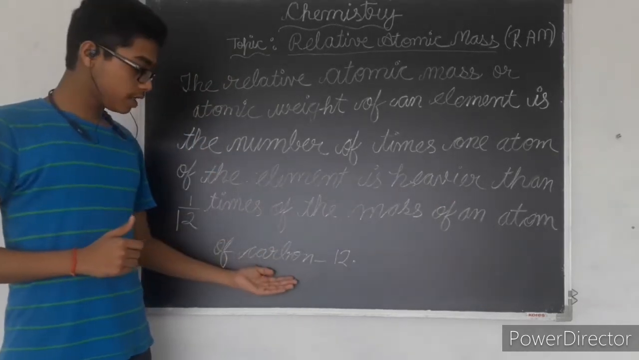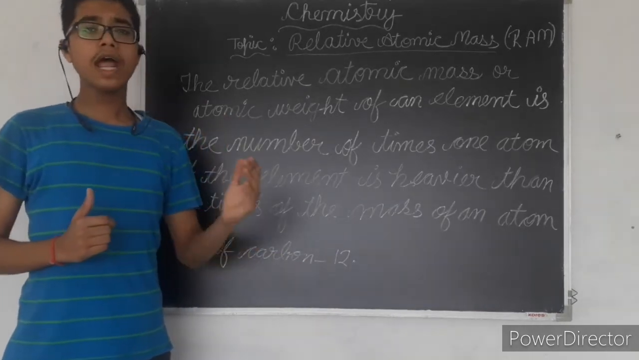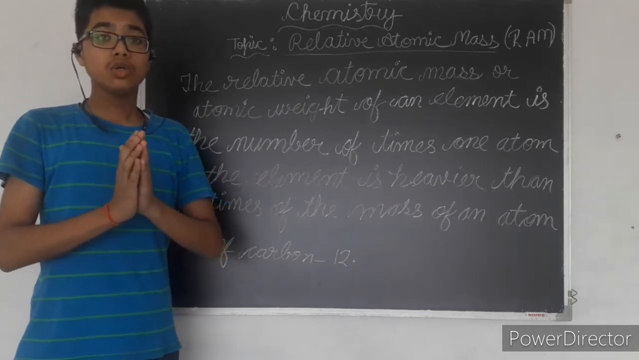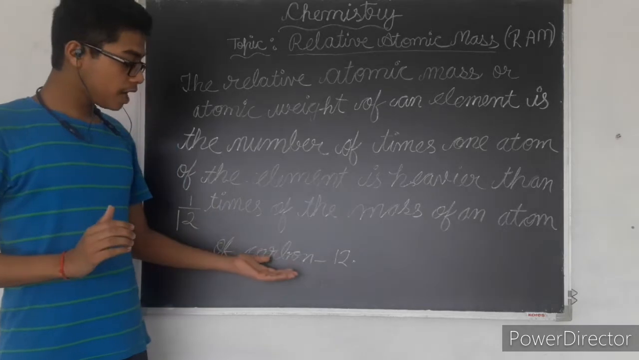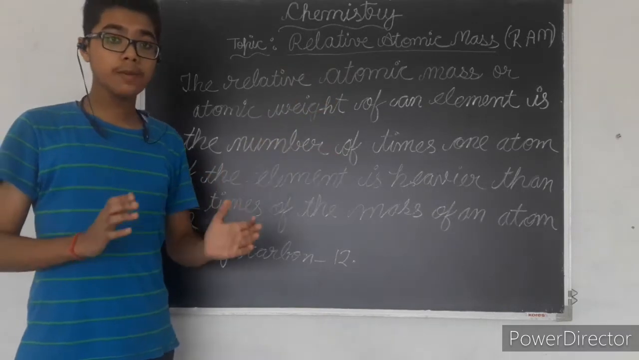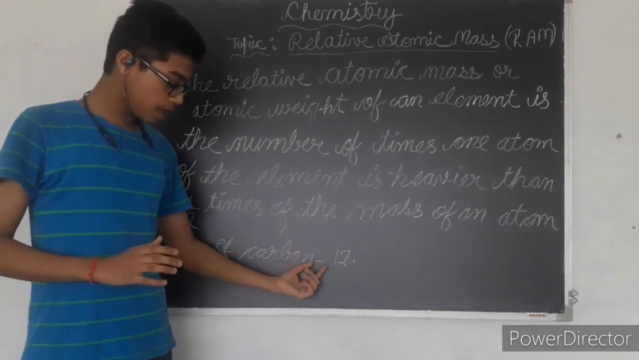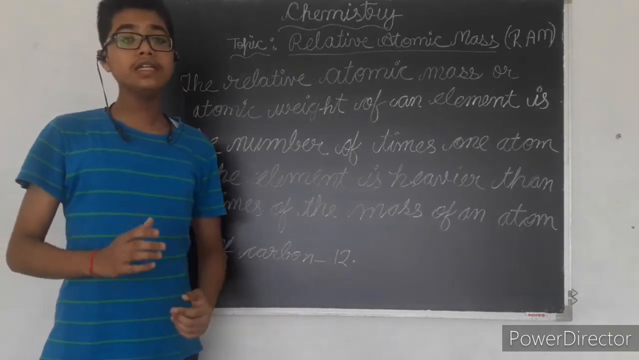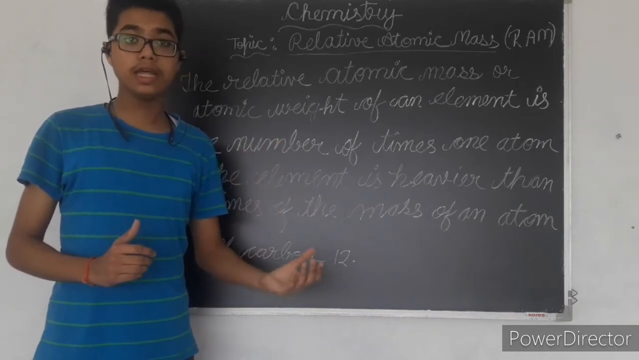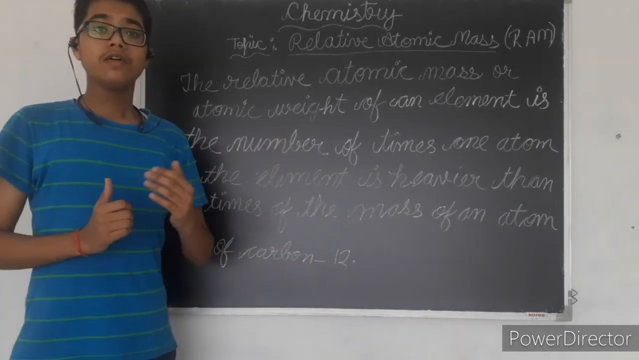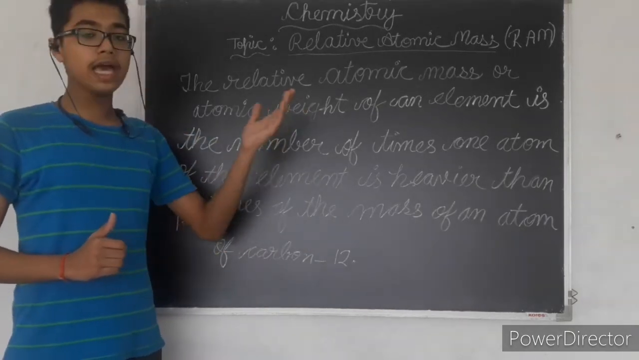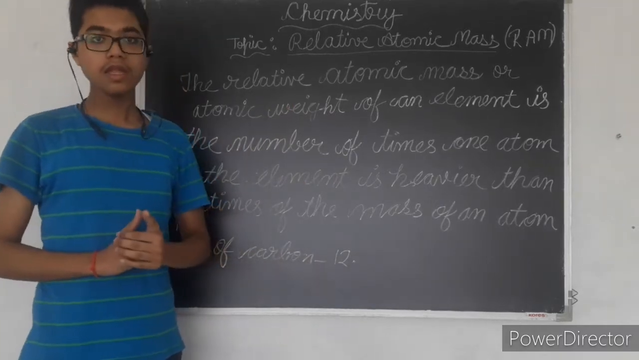Friends, here we are seeing a new word, carbon-12. Before 1961, we took hydrogen to compare. We are comparing relative atomic mass. We are taking out the relative atomic mass of any element with the comparison of carbon-12 atom. So before 1961, we used hydrogen. We compared any element with hydrogen. But from 1961, we started to compare any element with carbon-12 atom.